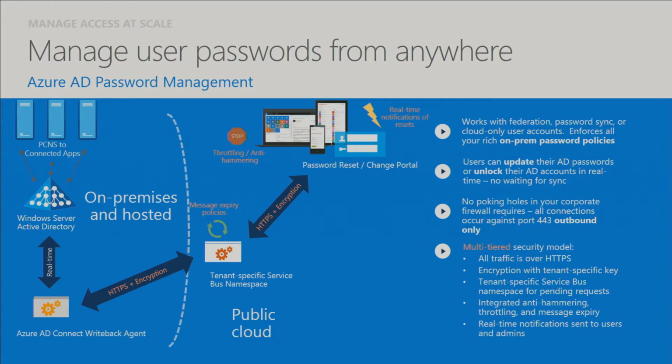And once again, a good example of us trying to make it super simple for you to onboard this without making a lot of changes to your current system. The second piece on the security side is that everything is under HTTPS. It is all encrypted within a channel with a tenant-specific encryption key. It's integrated for anti-hammering, throttling, and message expiry. And real-time notifications are sent to both the end users and the admins. What we found is that this set of things enables your security team to get comfortable with this change. So thank you very much.